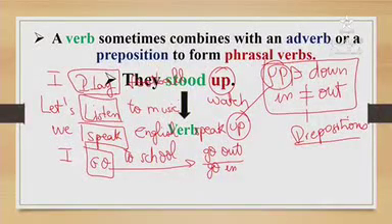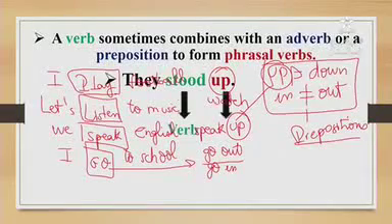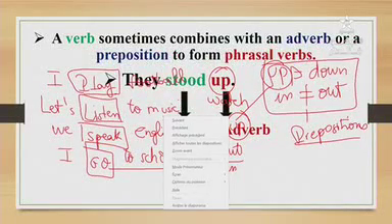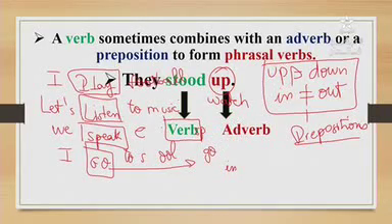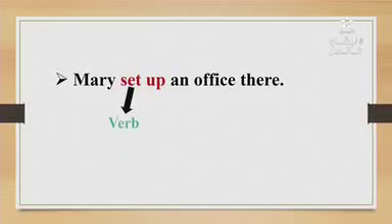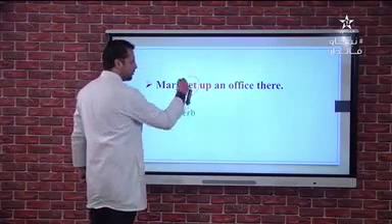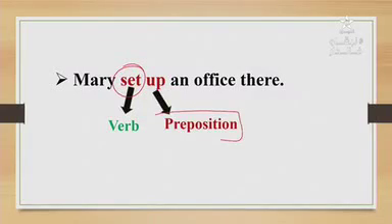So as you can see here, the sentence is composed of two parts. We have the first part, which is composed of verbs, and the other one which is composed of an adverb. Here is the second example: Mary set up an office there. We have here set, which is a verb, and we have up, which is a preposition.